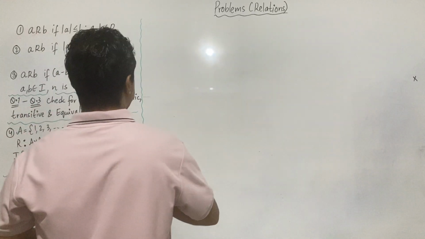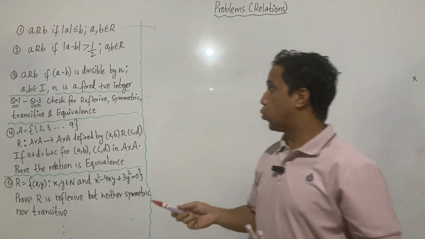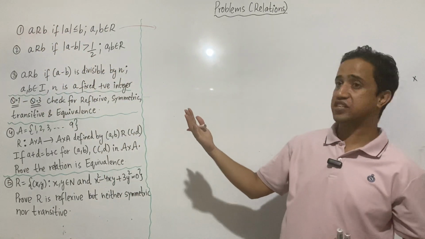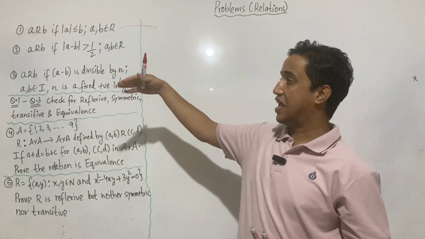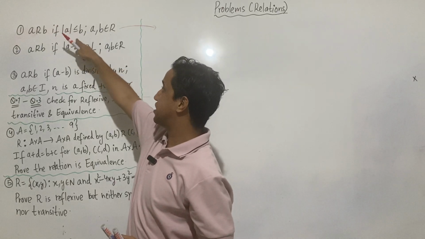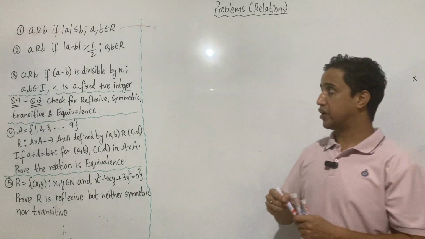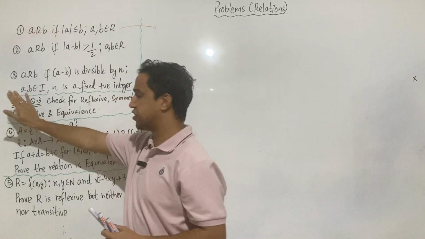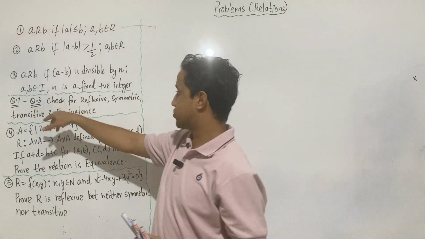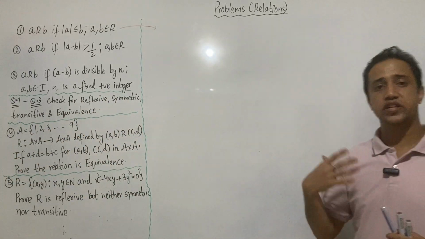Question number 1 says that we are given the relation R, and it is defined as: the ordered pair (a, b) belongs to the relation for all |a| <= b, where a and b belong to the real numbers. Now what we have to do in this question, the direction is given, is check whether the relation is reflexive, symmetric, transitive, and equivalence. So we'll do it step by step.